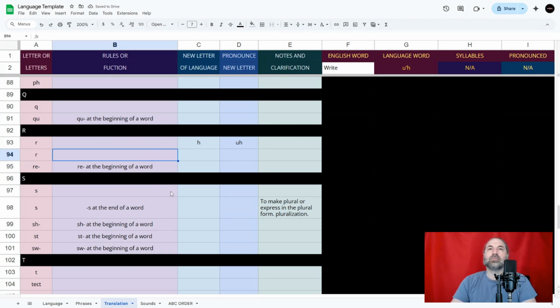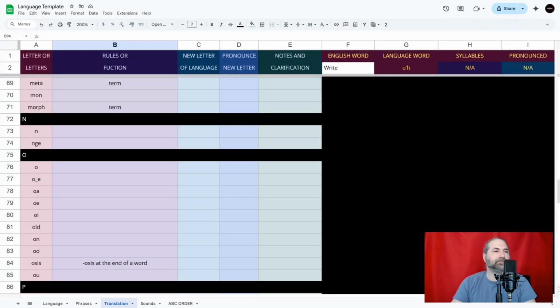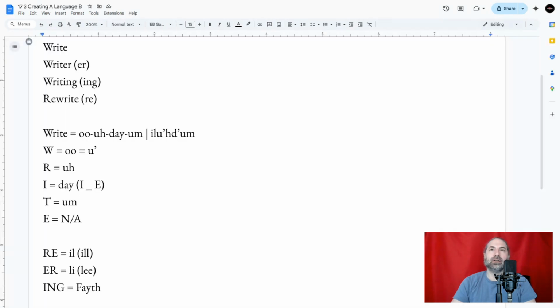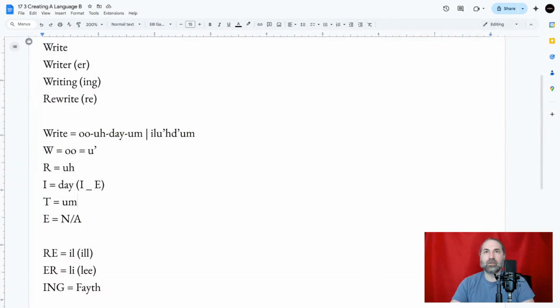Now we have to do I. As you can see, I as a pronoun, IE, creates day as the magic E. IE creates day like this, and it's pronounced day. So now I know it's like this: Uadeum, right? Because we're creating this word right here.